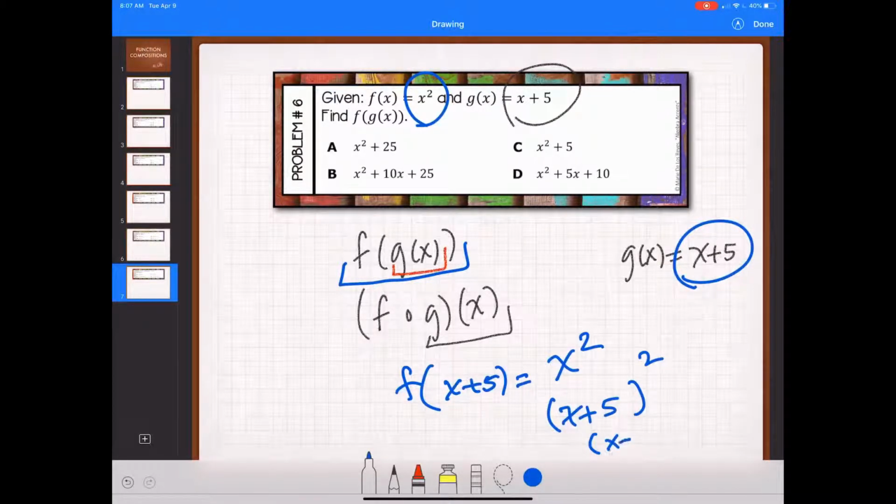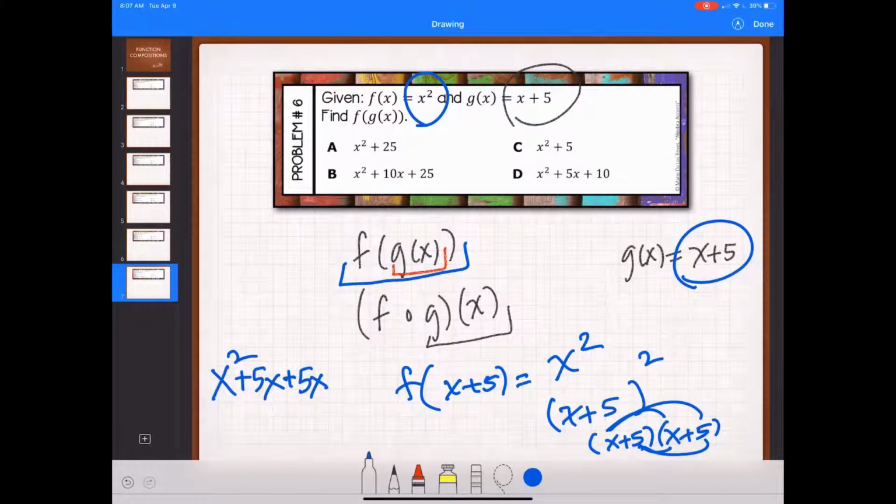Remember, you should write this out twice so that you don't make any mistakes. And then x times x, I'm running out of space here. x times x is x squared. x times 5 is positive 5x. Underneath, that's positive 5x. And right here, 5 times 5 is positive 25. And simplify some more. x squared plus 10x plus 25 is the correct answer.